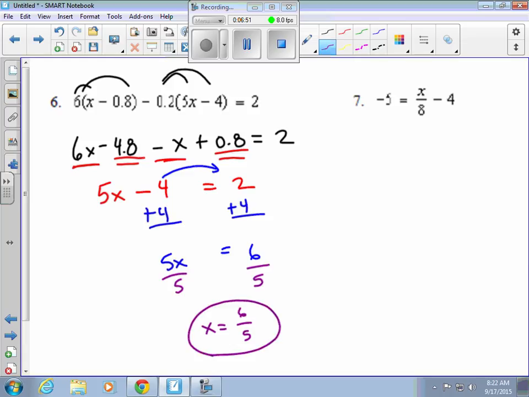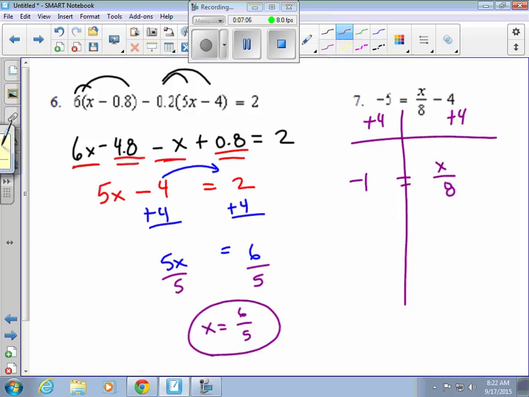Negative 5 is equal to x over 8 minus 4. Again, you undo your order of operations backwards, so undo minus 4 first by adding 4 to both sides. Negative 5 plus 4 is negative 1 is equal to x over 8, or x divided by 8. Cancel out divide by 8 by multiplying by 8. If you do something to one side, make sure to do it to the other side. 8 times negative 1 is negative 8 equals x.